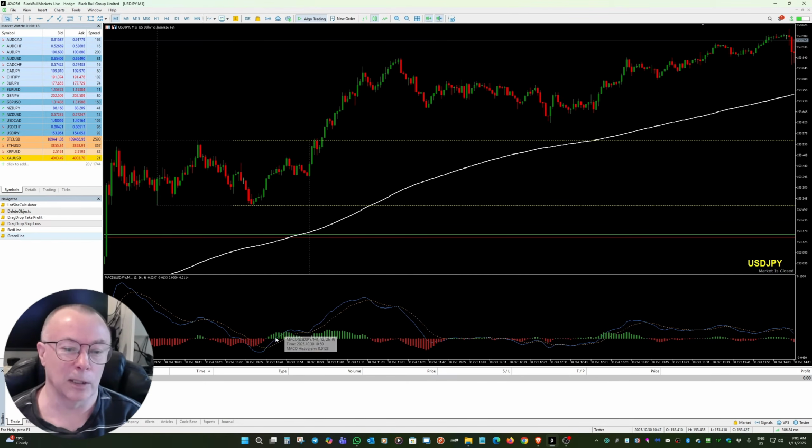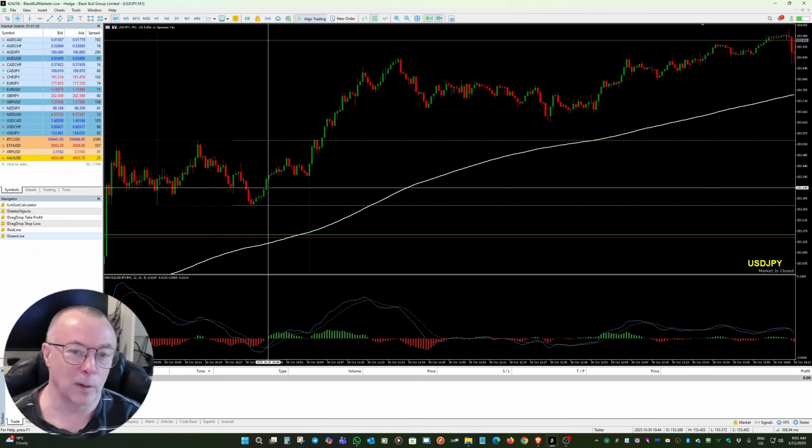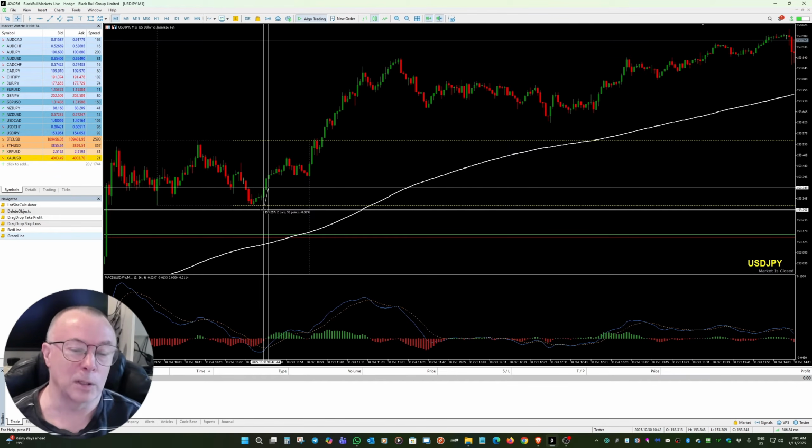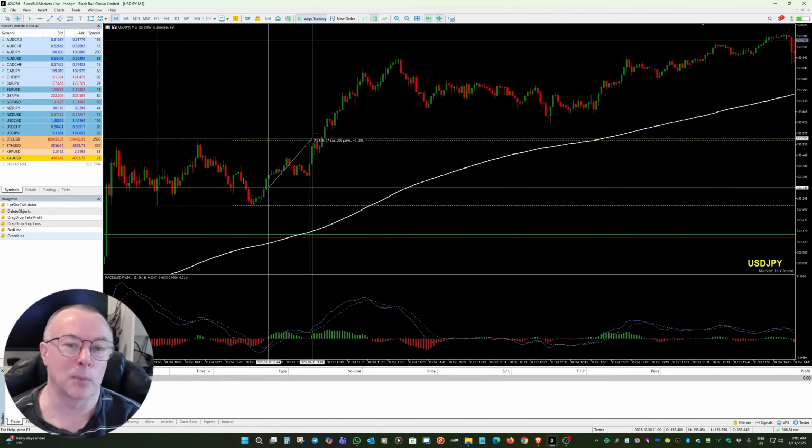histogram changes color. So when it goes from red to green, this first candle here is the first candle after the actual crossover. So we can see here that it is, if we want to use a stop loss just below the swing low, we would in this case use a 10 pip stop loss. We can go for a 2R take profit.